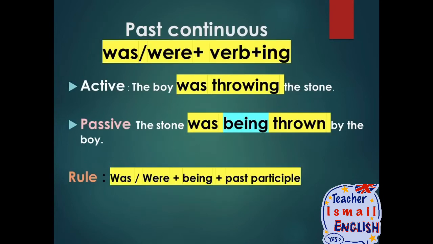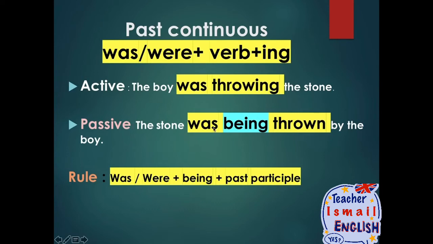Then we have the past continuous. The rule for the past continuous is was or were plus verb plus the ing form. So, the boy was throwing the stone. In the passive you can say, the stone was being thrown by the boy.